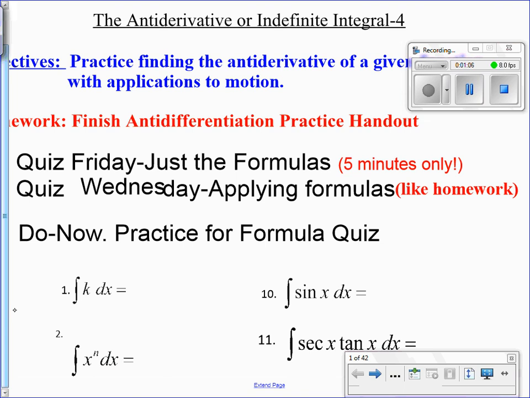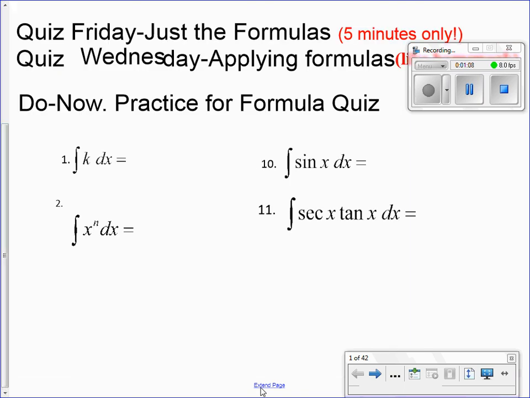Okay, let's see how many we can get right. What about the first one? What's the antiderivative of k with respect to x? kx plus c. Some of you put 0, didn't you? Sometimes people go the wrong way. Yep, the derivative of k is 0, but the antiderivative of a constant is kx.